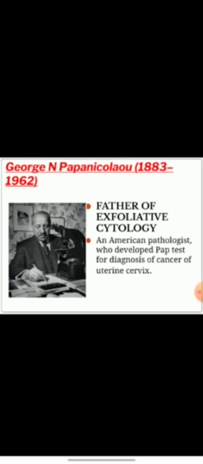Then came Papanicolaou. He is the father of exfoliative cytology, and the stain he invented is still the gold standard in cytopathology. He was an American pathologist, and his role in the development of the Pap test is the diagnosis of cancer of the uterine cervix.